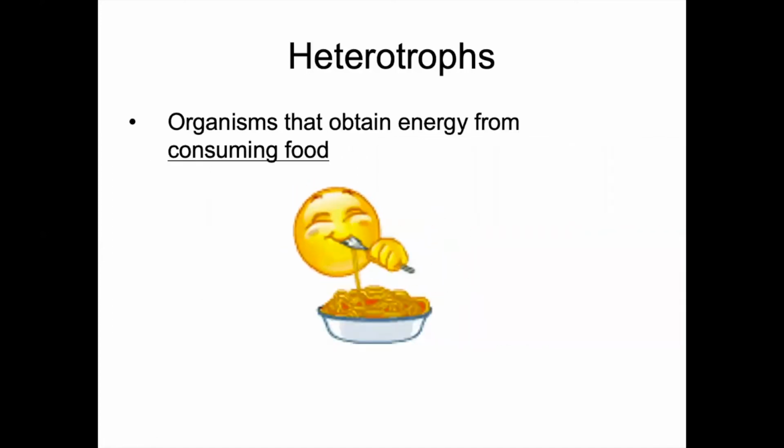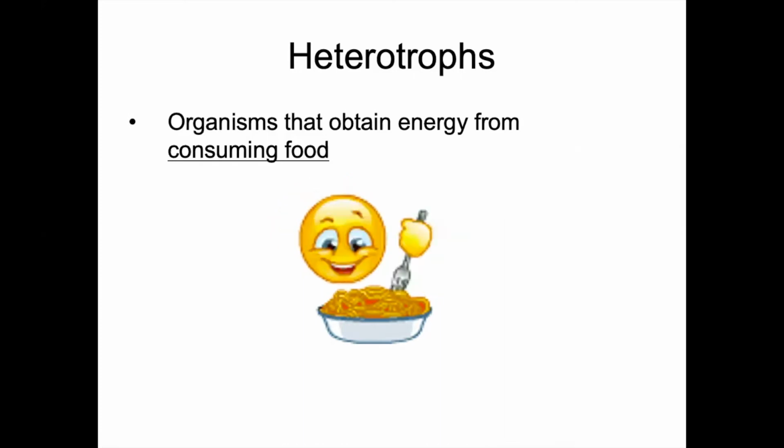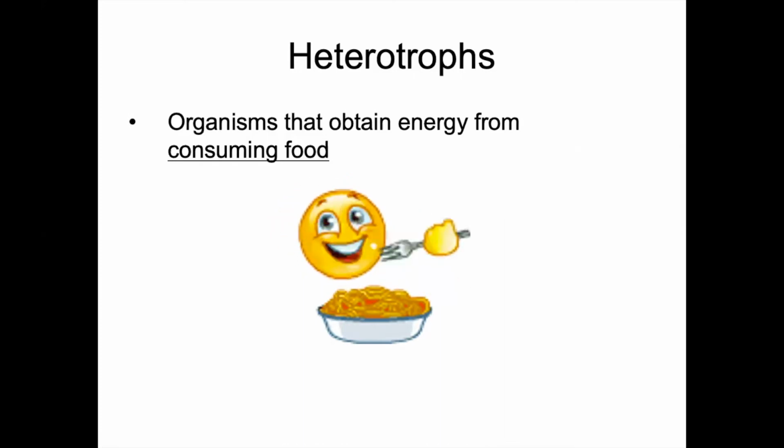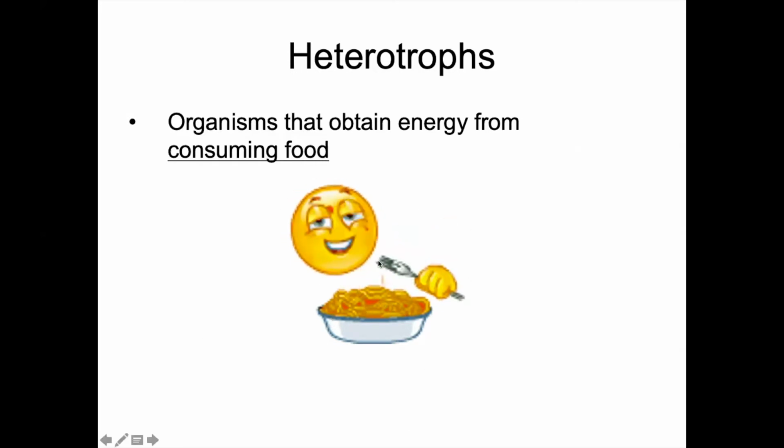Heterotrophs, that's us. Organisms that obtain energy from consuming food. This happy face eating pasta. Pasta is made out of grains. Grains are from plants. So the plants put food energy, chemical energy into the grains. We made pasta out of it, spaghetti, and this guy is getting the chemical energy.